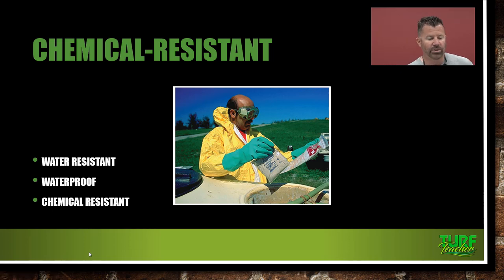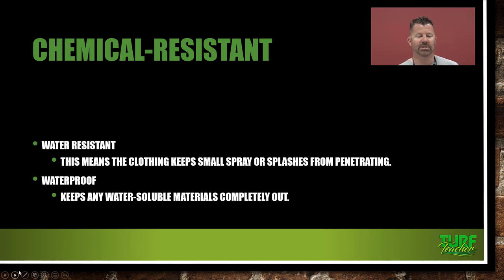We have water resistant, waterproof, and chemical resistance. Water resistance means that the clothing keeps small spray or splashes from penetrating the material. Waterproof keeps any water-soluble materials completely out. So water resistance, you can kind of think maybe towards like a raincoat that would kind of shed it and maybe bead up. It's not going to penetrate all the way through, but if you jumped in the swimming pool, it's going to get wet and you're going to get wet.